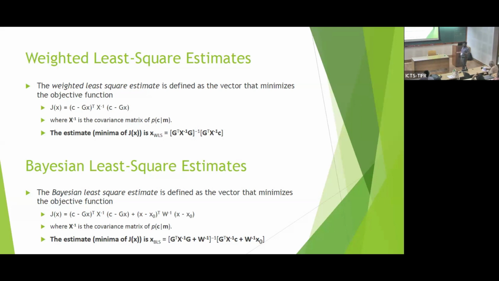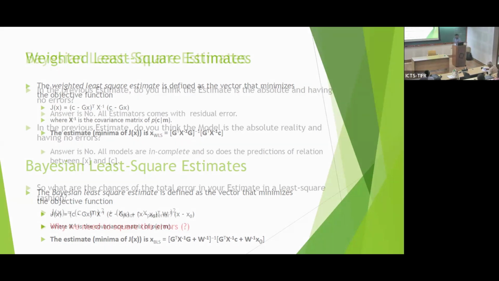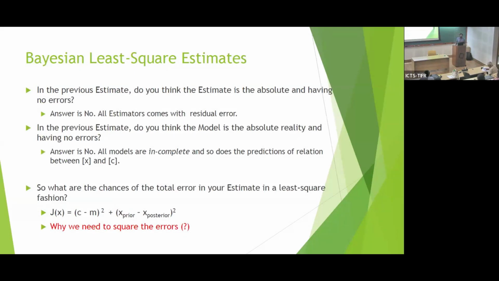Now our task is to find out how to find these terms in a real application. Let's see that. For that, let me continue. So, a little bit about the error. In the previous estimate, do you think the estimate is absolute and having no errors? The answer is no. All estimators come with a residual error. And in the previous estimate, do you think the model is absolute reality? No, all the models have some error.